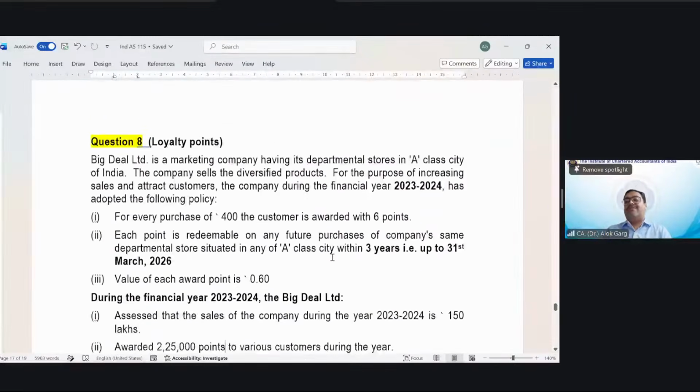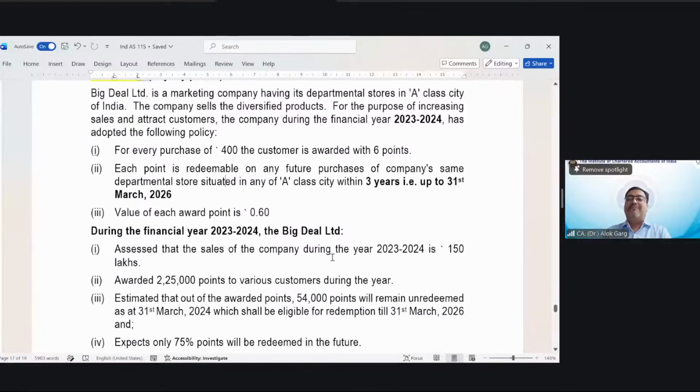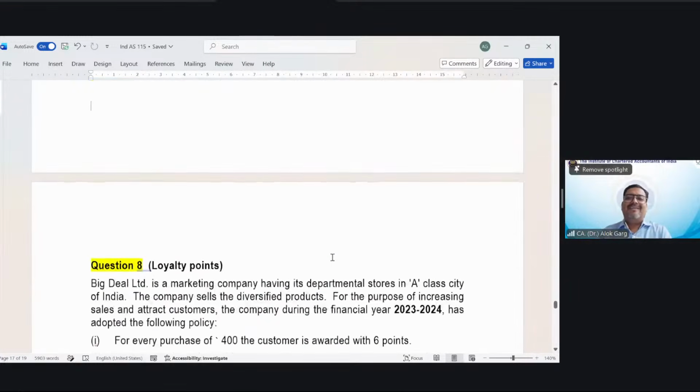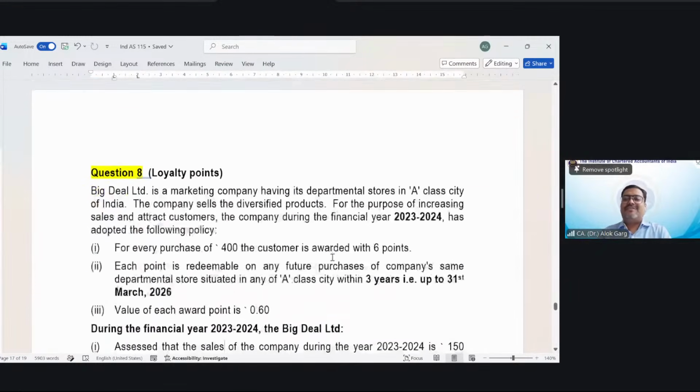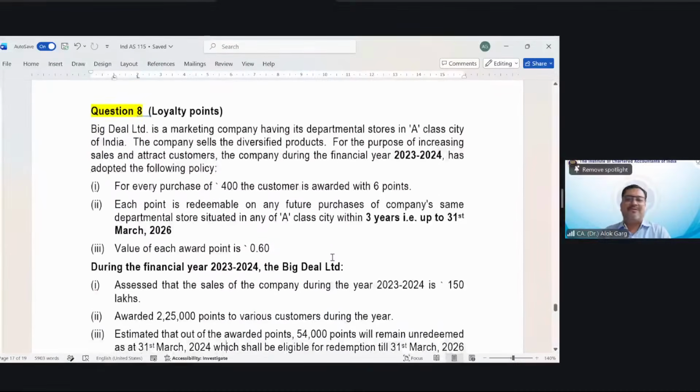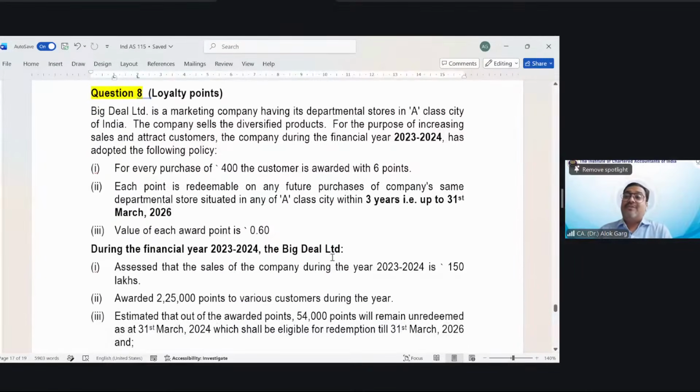Now, friends, question number 8, a very important question. And this question came in the exam also, right? So loyalty. This is one of the practical and important areas in the world of revenue recognition.